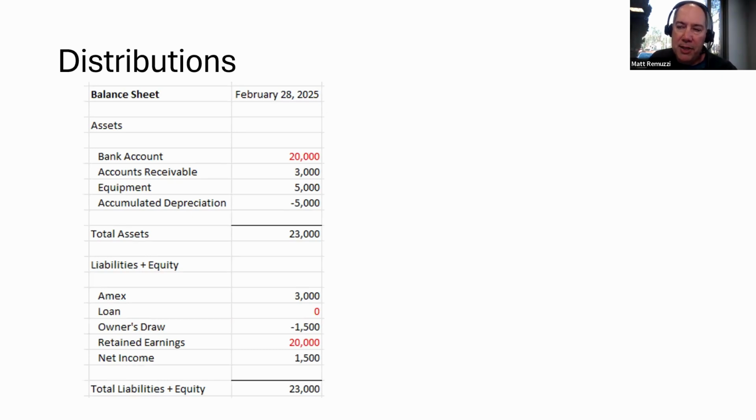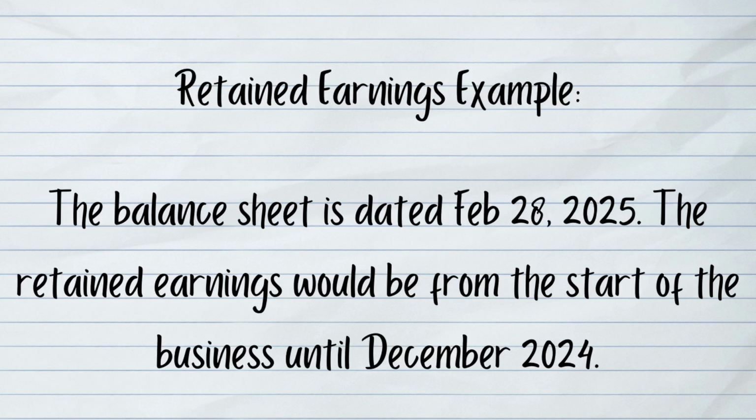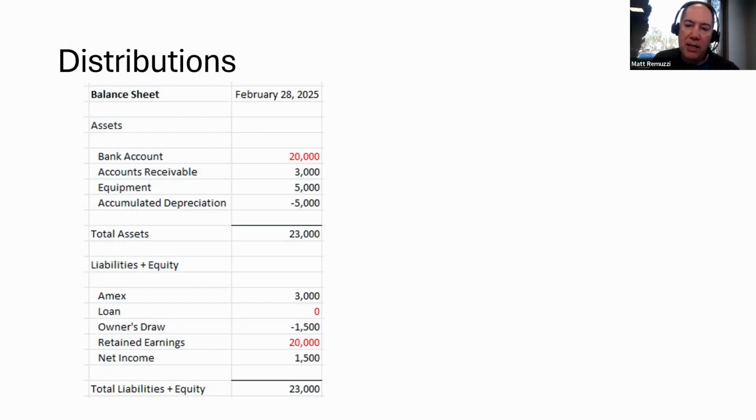Now, distributions, like we were just talking about before, how does that work? So let's say on this balance sheet, you have $20,000 in your bank account, and you have something I've added here now called retained earnings, which is $20,000. Retained earnings is just the cumulative net income, profit or loss, all the way along up until the start of the current year we're in. So the date at the top of this, February 28th, 2025, the retained earnings is everything this business made all the way up through December 31st, 2024. So this is money the business made in prior years, separate from net income, which is the money that we've made from the start of this year through till today, or whatever time period we're looking at it.